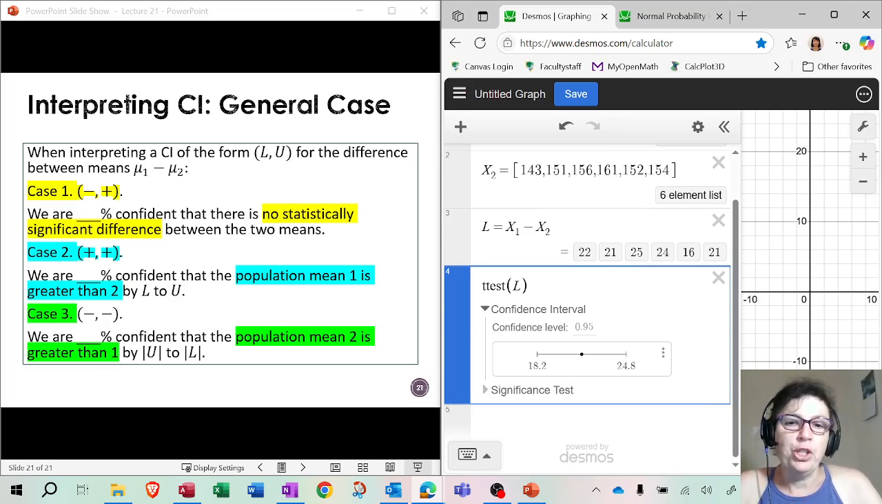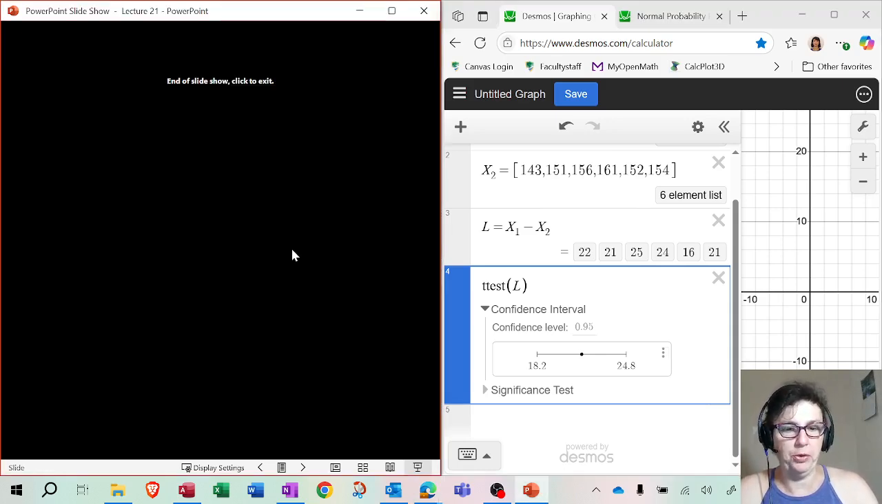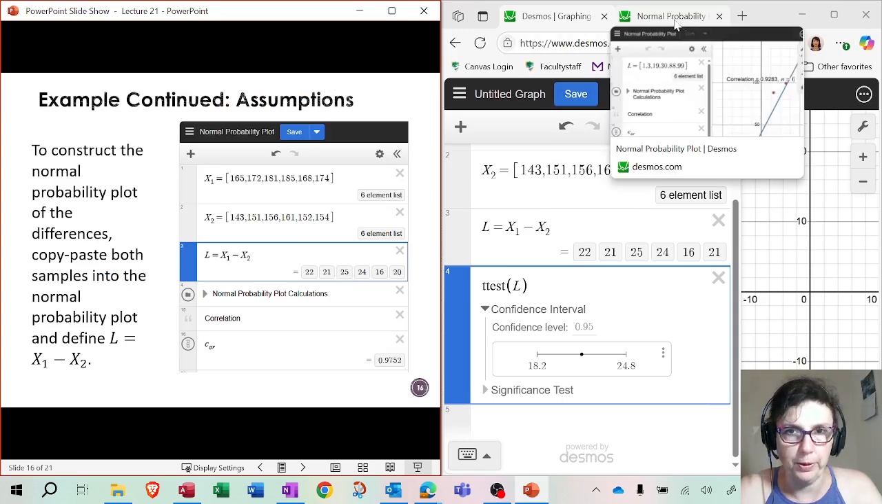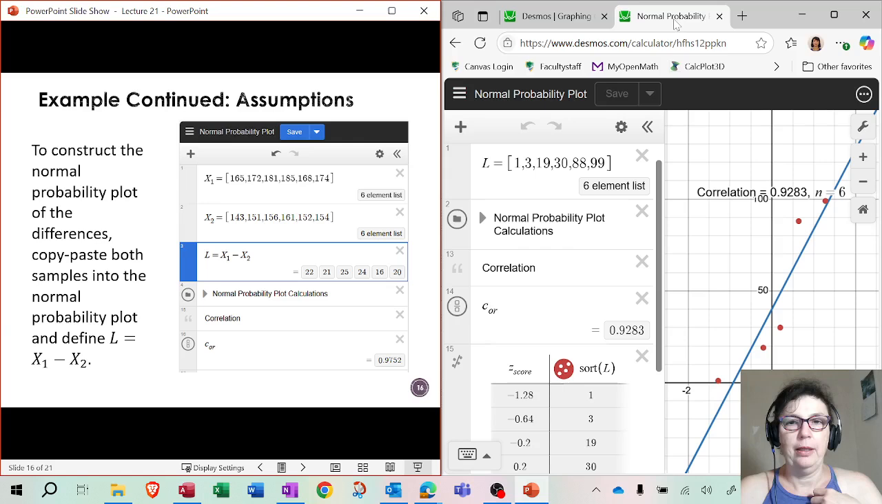The last thing we're going to do is check assumptions here. How do we do that? This is going to be a little bit tricky. How do we check assumptions? We are going to have to do this using a normal probability plot. But maybe you can guess whether the list here will be x1, which was the first sample, x2, which was the second sample, or the differences. Can you guess? I'm going to pause and see if you can figure it out. It's going to be the differences.